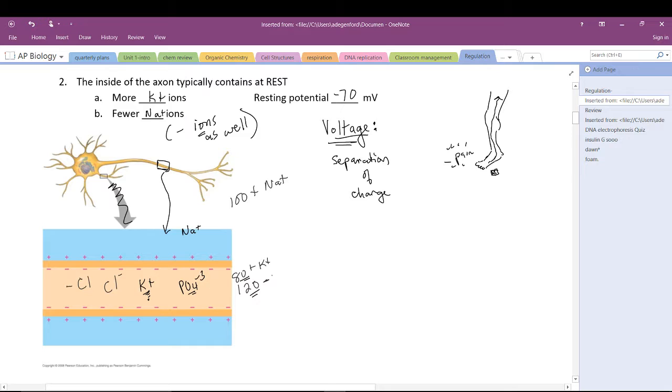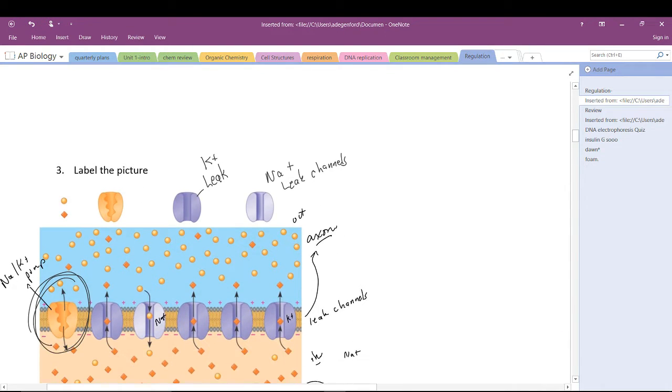Well, overwhelmingly, that's going to make the inside of the axon negative. Now, when we measure it, it's actually negative 70 millivolts. That would be a voltage, although it's millivolts, but that's a measure of how separated the charges are in the axon. Now, how does the cell do this? How do the axons do this? Well, let's take a look at the next diagram.